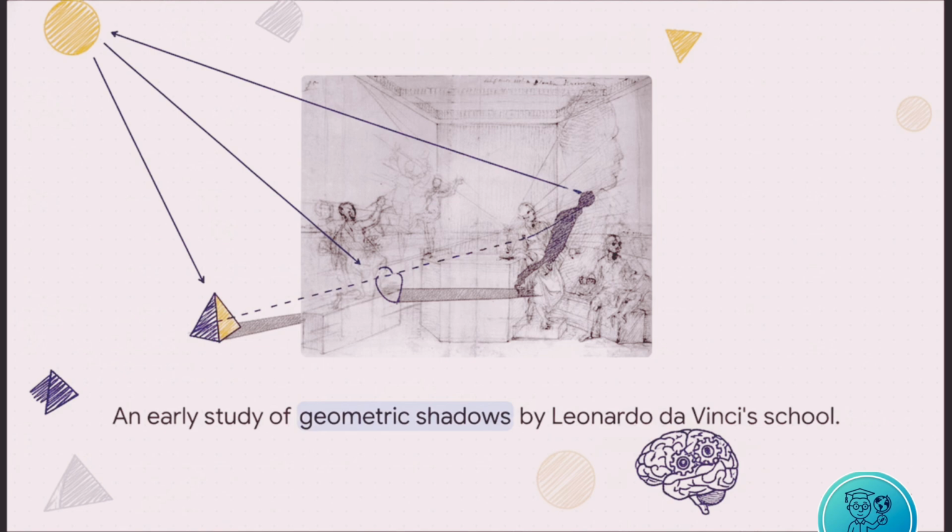It was mathematically mapped out 500 years ago by the school of Leonardo da Vinci. Da Vinci completely understood that you could project lines from a light source past an object's silhouette to find exactly where the shadow falls. So the geometric theory has been there for centuries, but having the raw computational power to calculate those projections for millions of tiny triangles in real time, that is a purely modern invention.